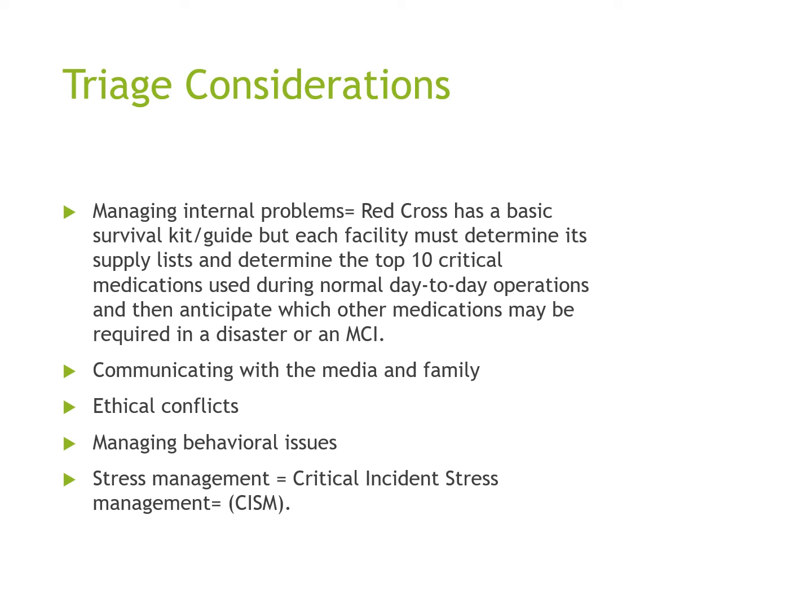All right, so managing internal problems. So for triage, or even for your home, actually, forget about the mass casualty event. The Red Cross has a basic survival kit or a guide that each facility must determine its supply list and determine the top 10 critical medications used during normal day-to-day operations, and then anticipate which other medications may be required in a disaster or an MCI. So Red Cross has provided some guidelines in terms of which meds we need the most, let's say in a New York City hospital versus a hospital in Iowa, like I said before. But this kit you can also get for your house as well. And it's not going to have obviously some of the meds that you would see in the ER, but it has basic things like, I don't know, antibiotics or something, or bandages in there.